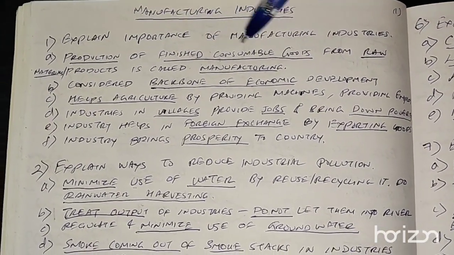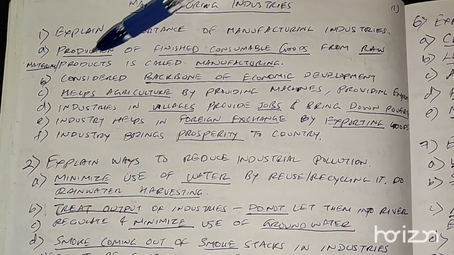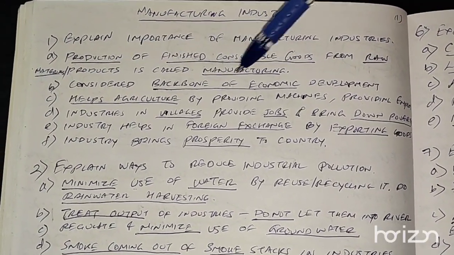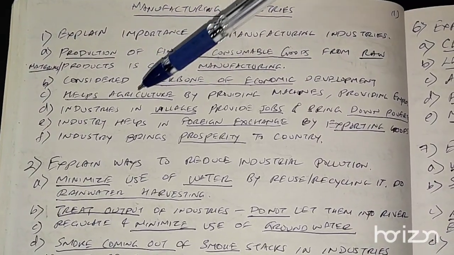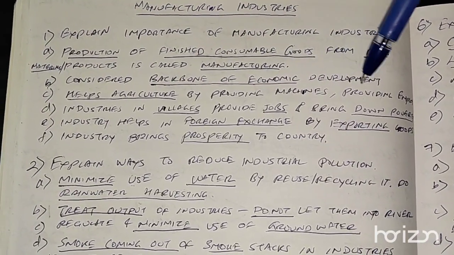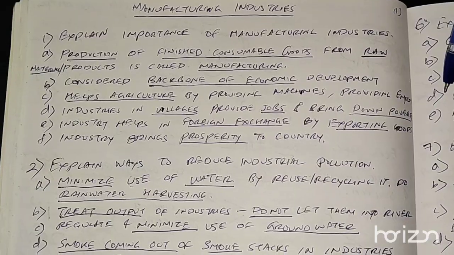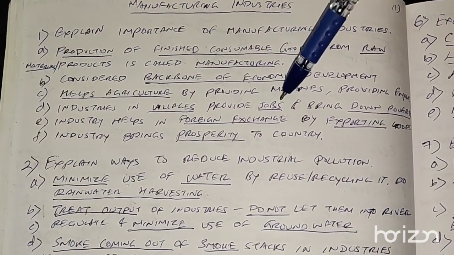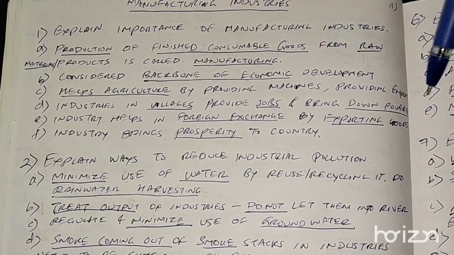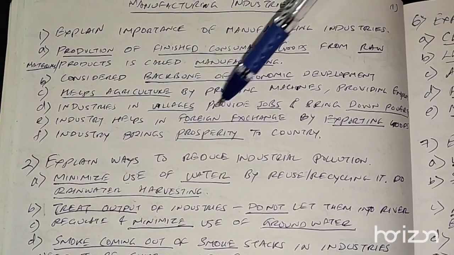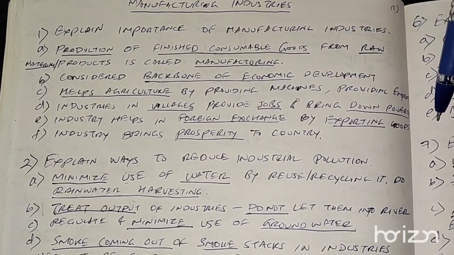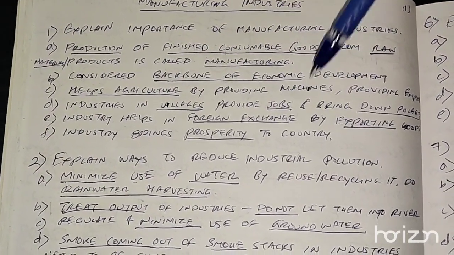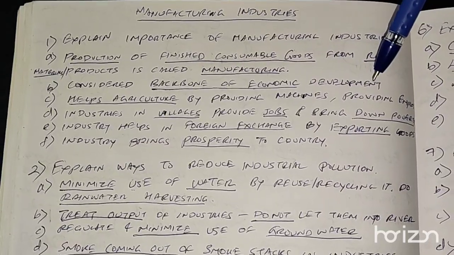See, production of finished consumable goods from raw materials or products is called manufacturing. It is considered the backbone of economic development. It helps agriculture by providing machines for agriculture and providing employment. Industries in villages provide jobs. Manufacturing provides jobs. It brings down poverty, and industry helps in foreign exchange by exporting finished goods. Industry brings prosperity to the country. So this is why the manufacturing industry is very important.